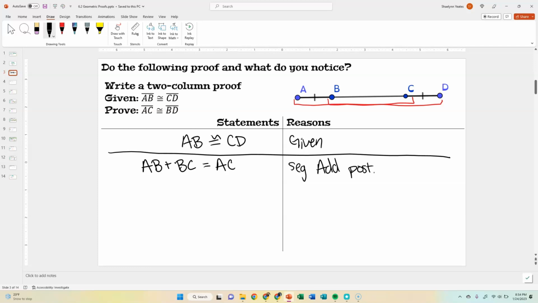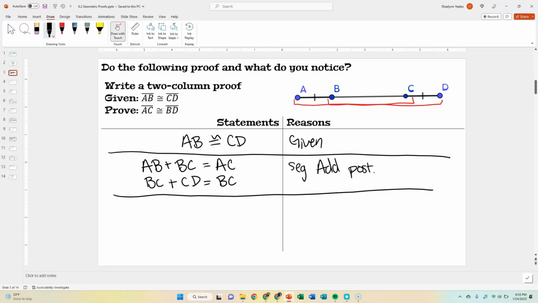Yay! We can do the same thing to get BD. We can say that BC plus CD equals BD, which again is the segment addition postulate. So I'm just going to leave those in the same part.